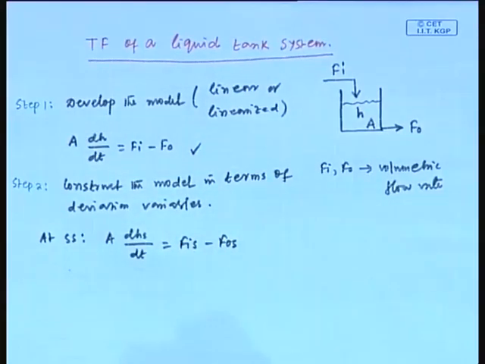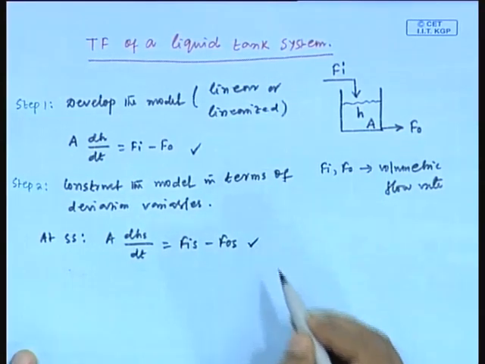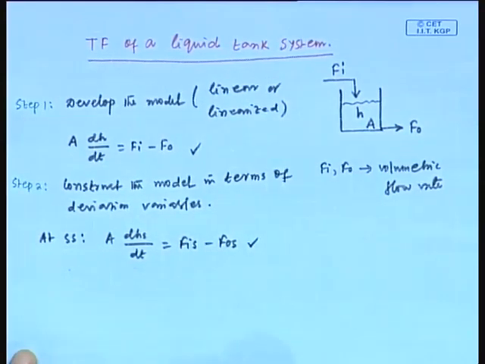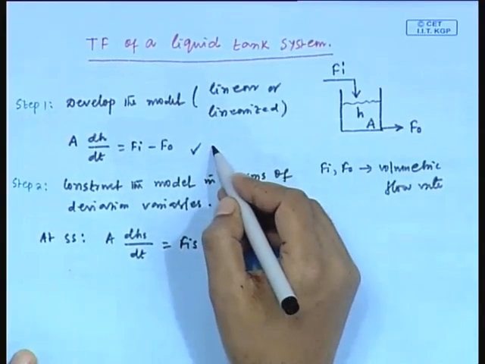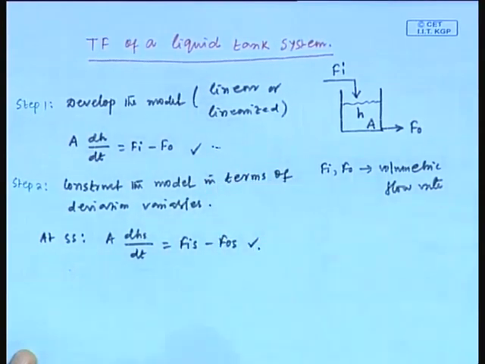Anyway, this model is the linear equation or nonlinear equation? This is the linear equation. So, there is no need of linearization. So, this is the modeling equation at steady state condition. So, how we can represent the modeling equation in terms of deviation variable? We need to subtract this steady state equation from this dynamic equation.